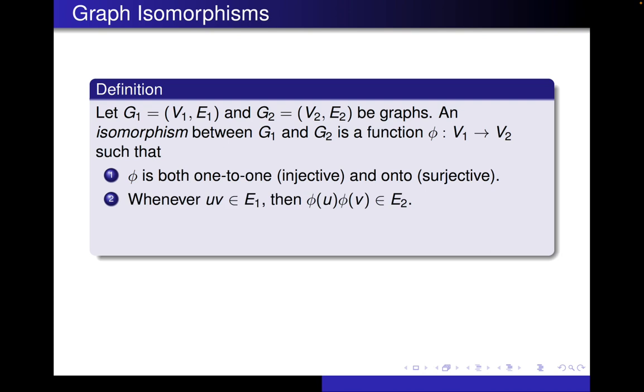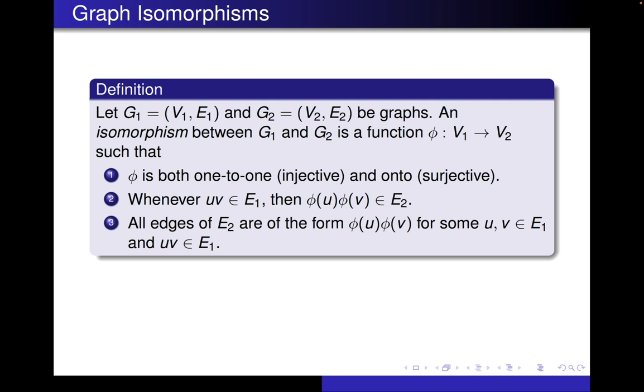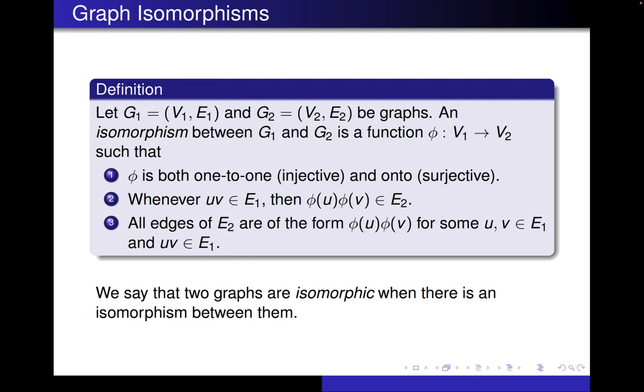Second, whenever UV is an edge in E1, then phi of U, phi of V should be an edge in E2. If phi of U and phi of V are playing the same role as U and V in G1, then they should have the same edge structure. And third, all the edges of E2 should be of the form phi of U, phi of V. There shouldn't be any edges of E2 that do not come from the original graph. And we say that two graphs are isomorphic when there is an isomorphism between them.